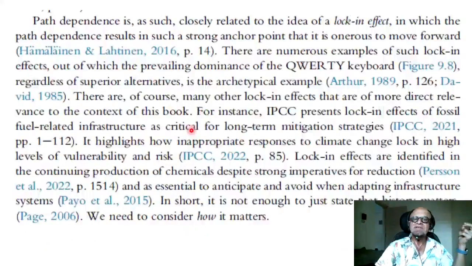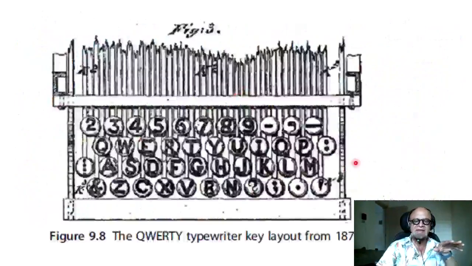So path dependence as such is closely related to the idea of a lock-in effect, in which the path dependence results in such a strong anchor point that it is onerous to move forward. So it's hard to go forward without understanding this lock-in effect. There are numerous examples of such lock-in effects, out of which the prevailing dominance of the QWERTY keyboard, regardless of superior alternatives, is the archetypical example. So people keep coming up with different shapes and different arrangements of keyboards, but the QWERTY keyboard has remained robust since 1878 or even before that.